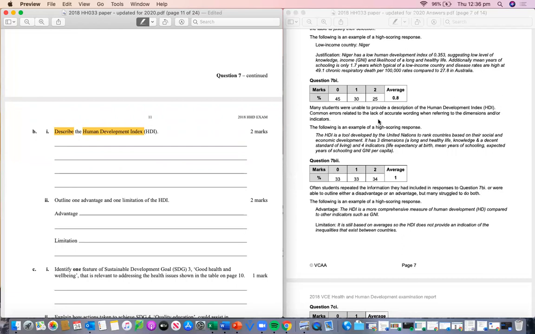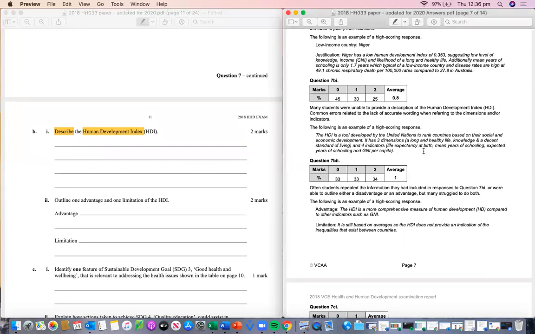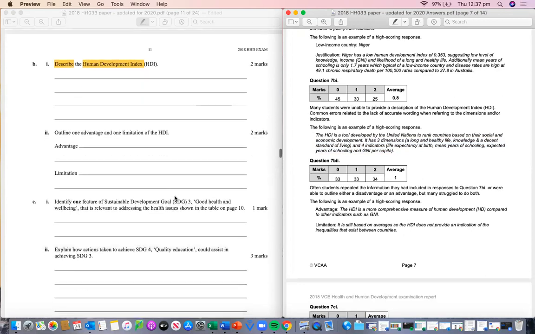Common errors related to a lack of accurate wording when referring to dimensions and/or indicators. An example of a high-scoring response is that HDI is a tool developed by the United Nations to rank countries based on their social and economic development. It has 3 dimensions: a long and healthy life, knowledge, and a decent standard of living, and 4 indicators. That is a fairly well-structured response for 2 marks, and fairly easy as well. Maintaining a glossary is key, so that's where you get the 2 marks.